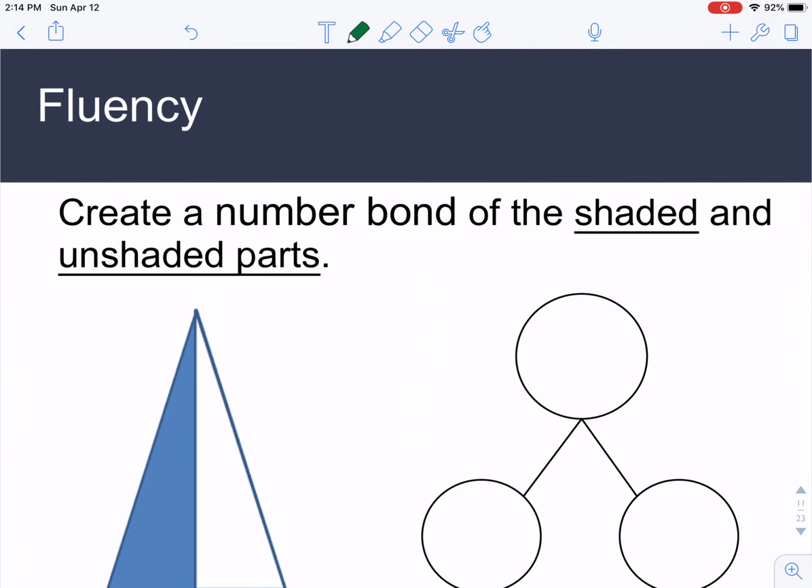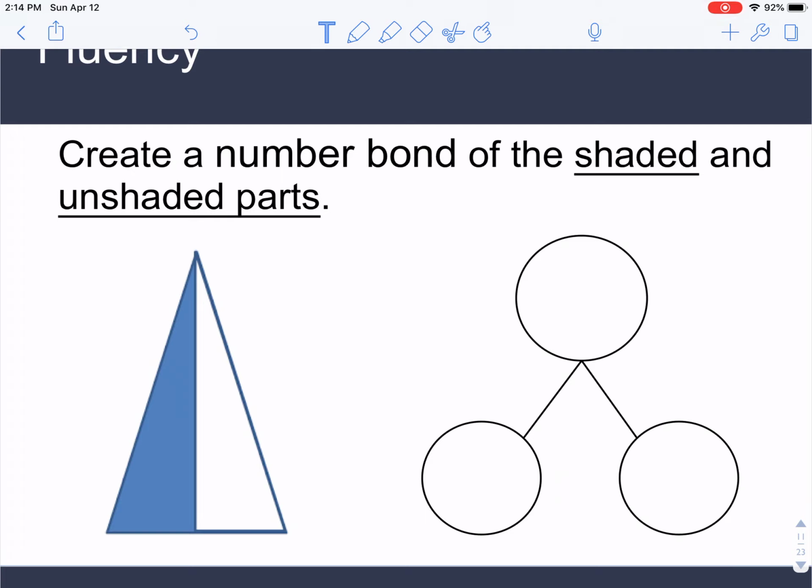Okay. Next, we are going to create a number bond of the shaded and unshaded parts. Well, for a number bond, we know that our top circle needs to represent the whole.